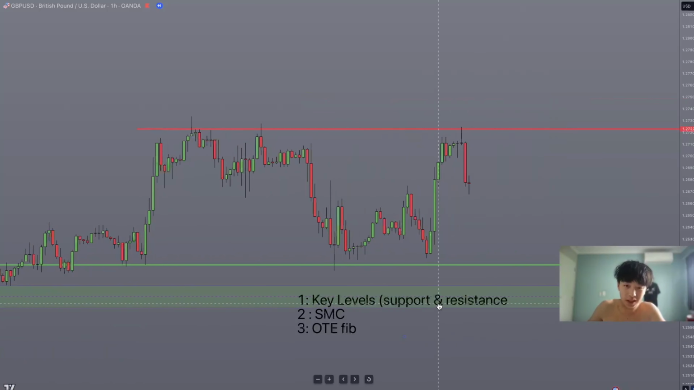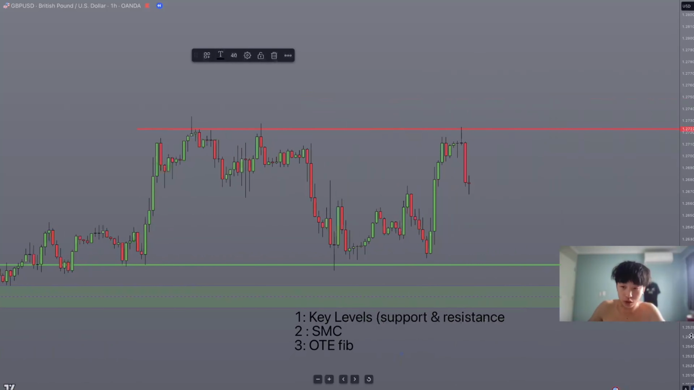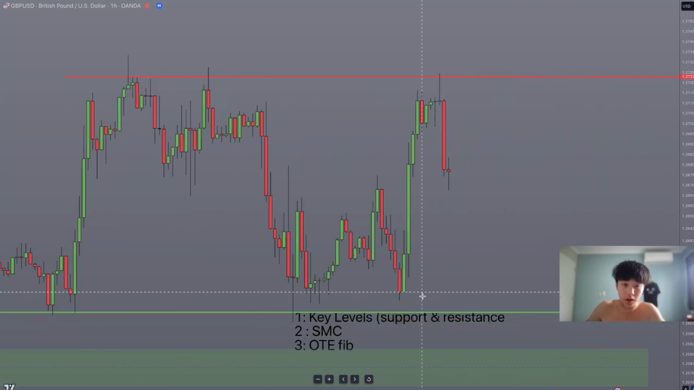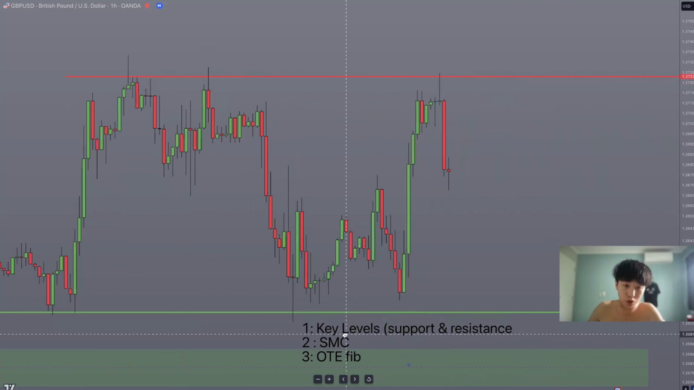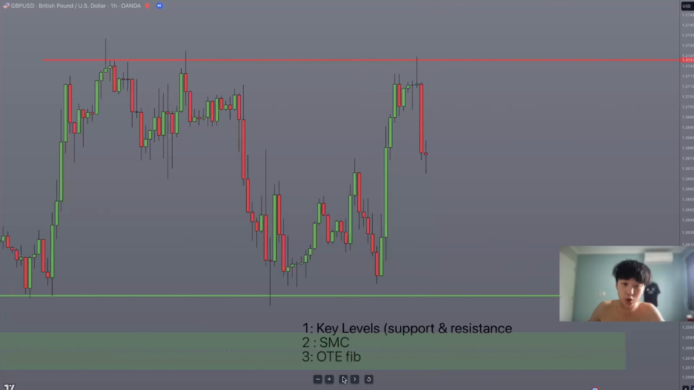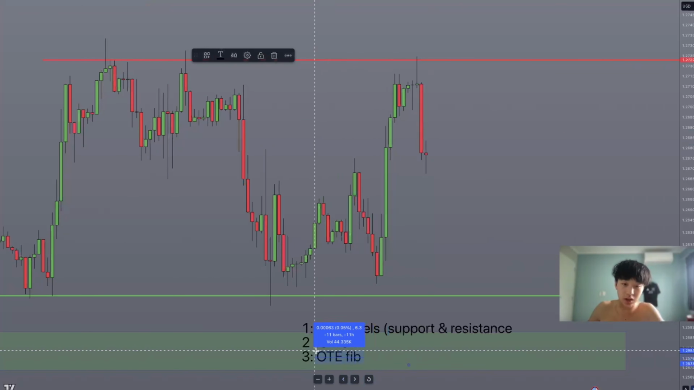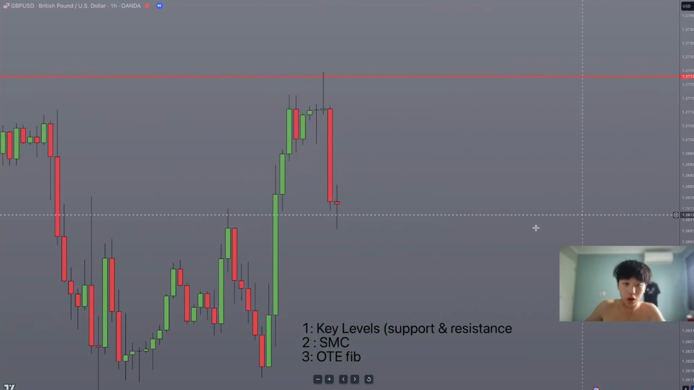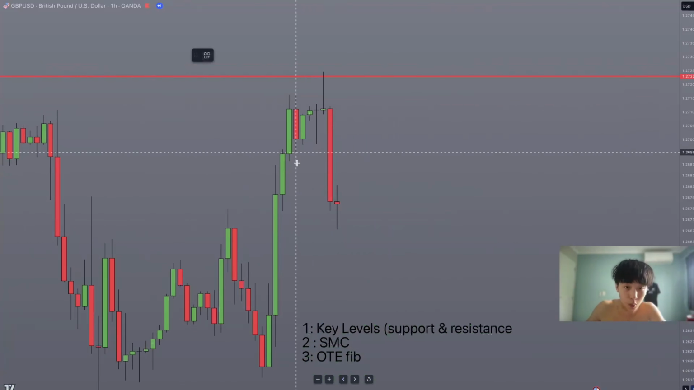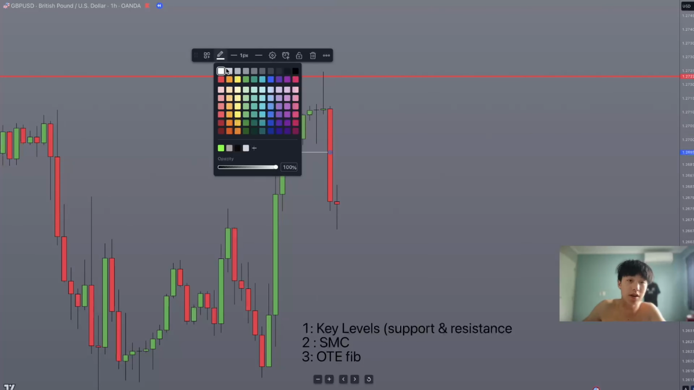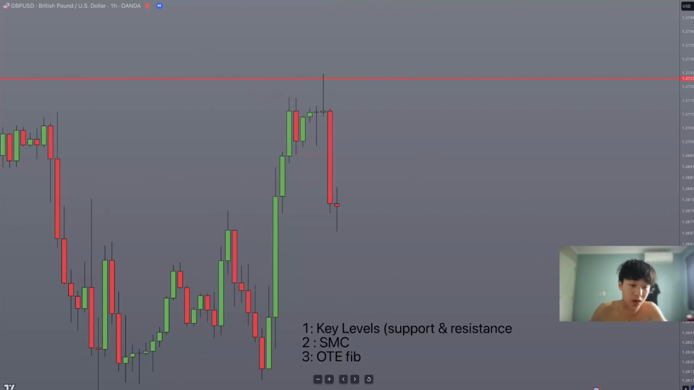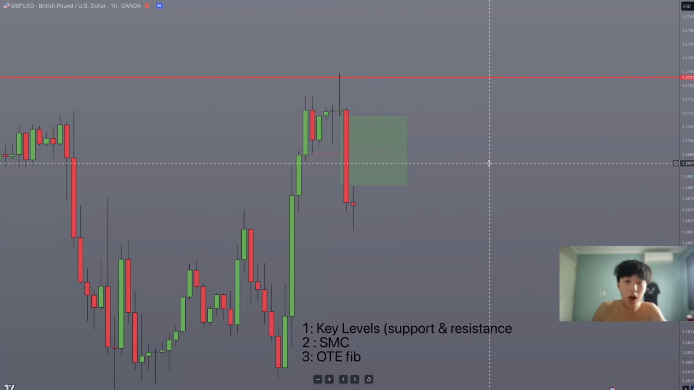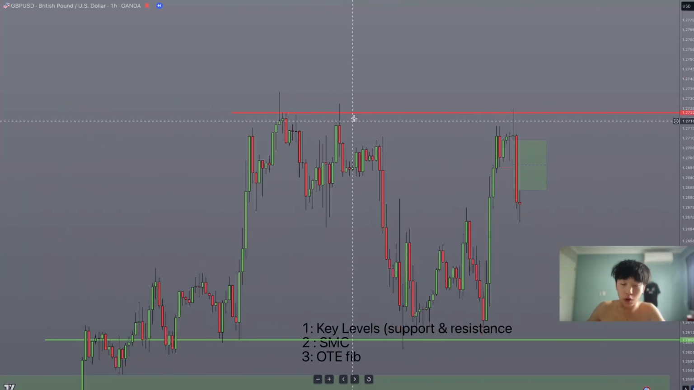So cool, we have key levels ticked off. What's the next thing we need to look for? Smart money concepts and an optimal trading entry Fibonacci. I'll do the OTE Fib last because it can be a bit confusing, but on the smart money, we got a clear 1 hour break to the downside right here off that low, and we clearly made a 1 hour fair value gap. Cool, so now we have a clear level of resistance.